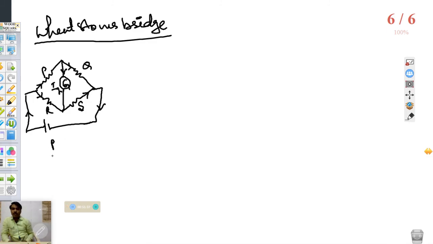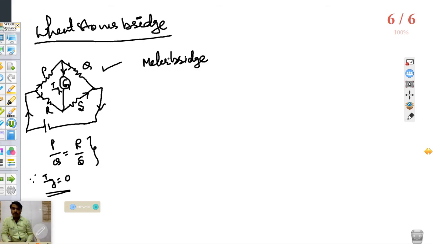And here also we have discussed it, that is P by Q is equal to R by S, provided Ig is equal to 0. The current through the galvanometer must be 0. Then only this balancing condition of the Wheatstone network can be obtained, that is P by Q is equal to R by S. And this Wheatstone bridge has an application which is taken in the meter bridge.